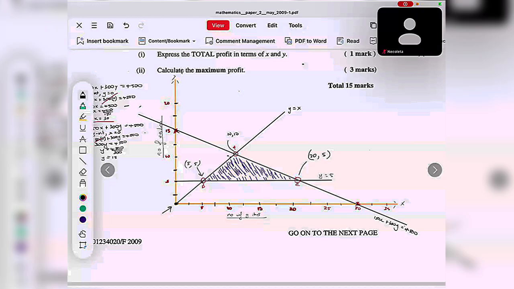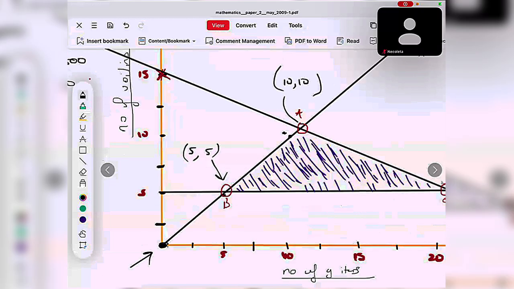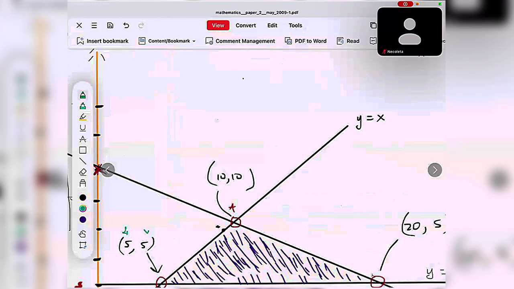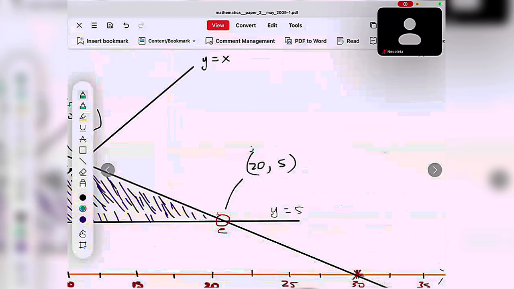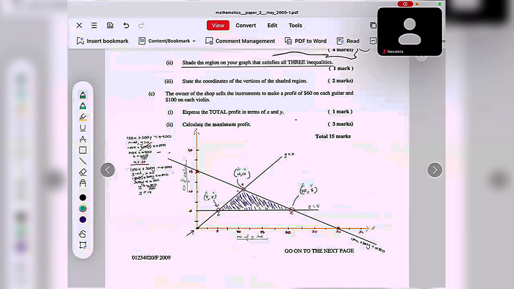So what do these numbers mean? This means that for point B here, they're saying 5 what? Guitars and 5 what? Violins. Up here you're saying what? 10 guitars and what? 10 violins. And over here you're saying what? 20 guitars and 5 what? Violins. That's what's going on there. All right, so now that we have that, now continue.